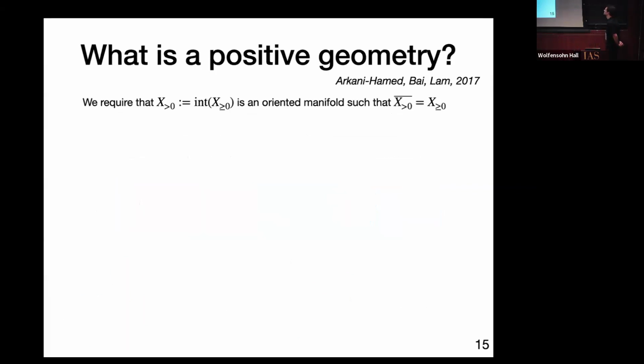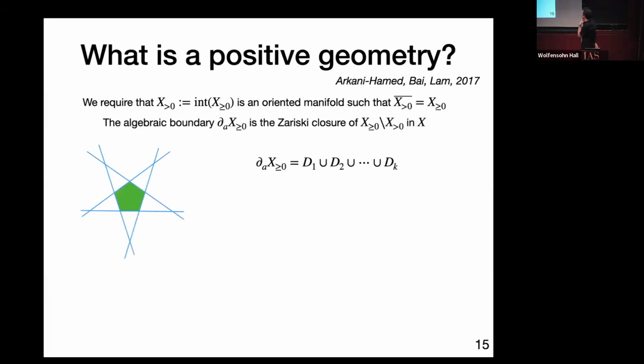Okay, so what's the definition? As Chris said, we require that the interior of the non-negative part is an oriented manifold, such that if you close it up, you get X non-negative back. The algebraic boundary, which is defined as the Zariski closure of the complement of X greater than 0 in X non-negative, is a union of divisors in X.